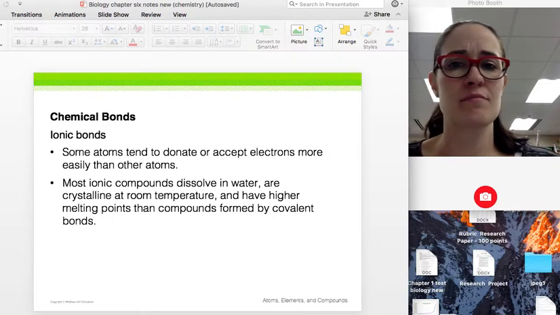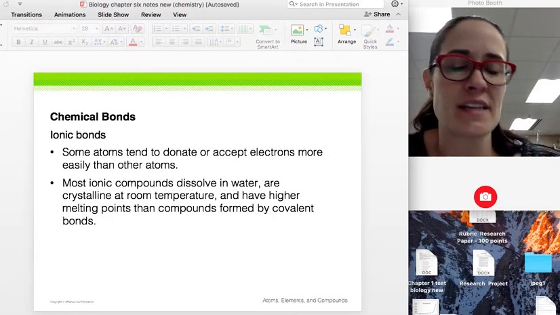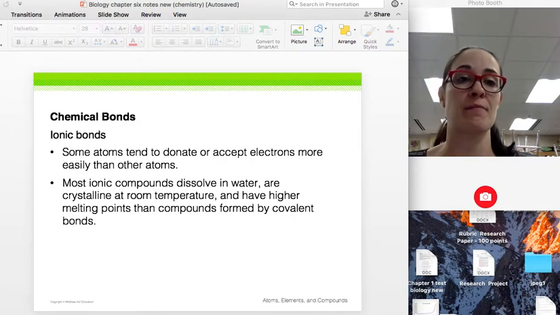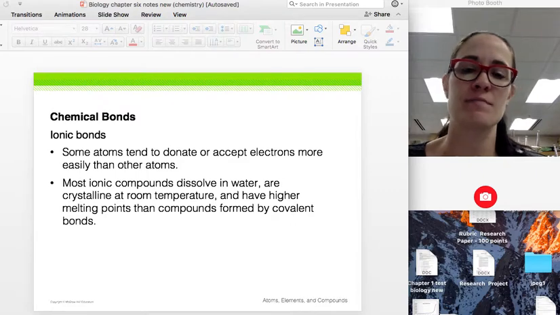Some atoms do this more easily than others, ionic bonds. And ionic compounds can dissolve in water. So they're not very common in living things.